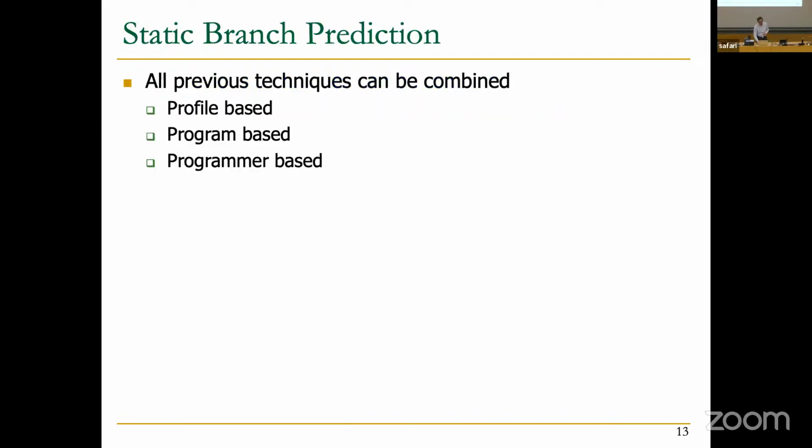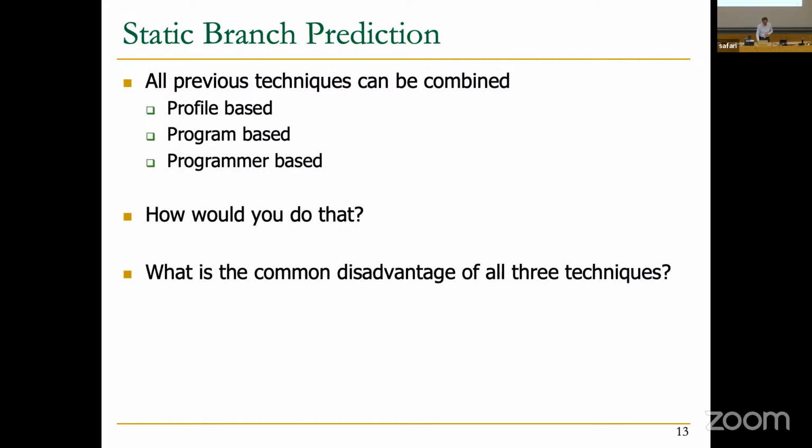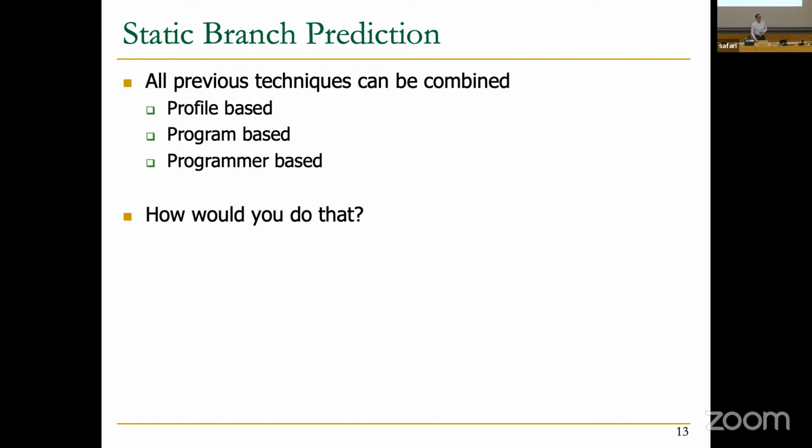Okay. So basically, we've covered static branch prediction techniques, and clearly all of these previous techniques can be combined. You can have a compiler that's profiling the program. You can have a compiler that's analyzing the program and using heuristics, and you can have a programmer that's also providing hints. And you can have all of those combined, and then the key is basically figuring out what the branch direction should be, what that hint bit should be.